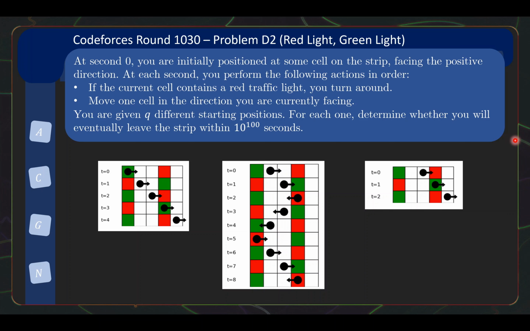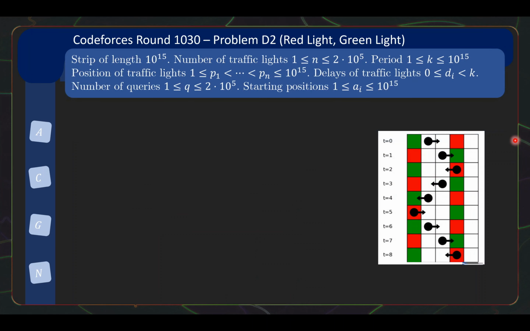Okay, so hopefully you have a good understanding of the problem now, and it is actually quite intuitive to remember. But one more thing is the size of the constants. This is very important for programming problems. In our problem here, the length of the strip is 10 to the 15. The number of traffic lights will be up to 2 times 10 to the 5. And the period is up to 10 to the 15. The positions of traffic lights are given in increasing order, and they can be anywhere on the strip, so up to 10 to the 15.